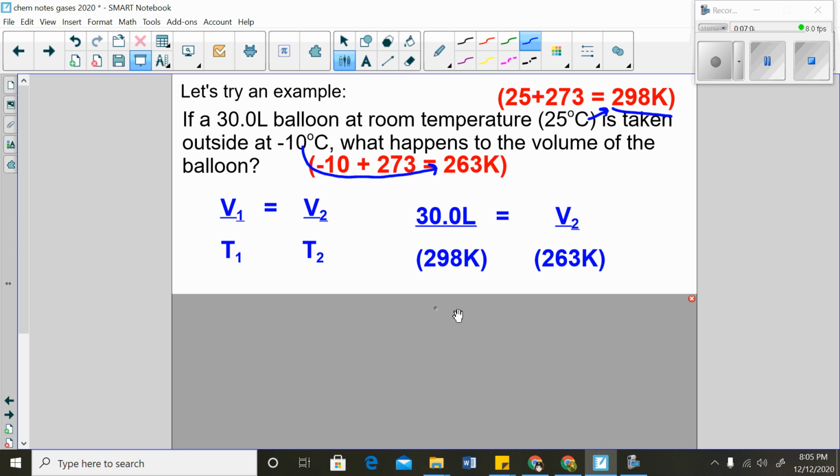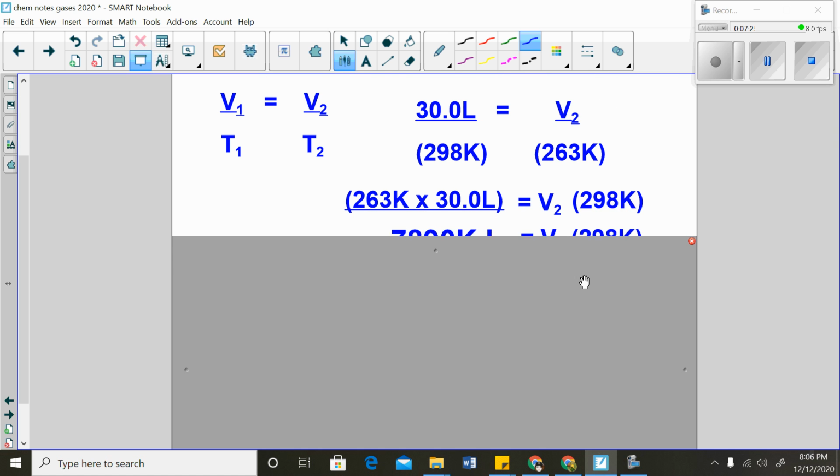So here's the setup. It's V1 over T1 equals V2 over T2. So your initial volume of the balloon is 30.0 liters. The initial temperature, 298 Kelvin. You're trying to figure out what happens to the volume when you decrease that temperature to 263 Kelvin.